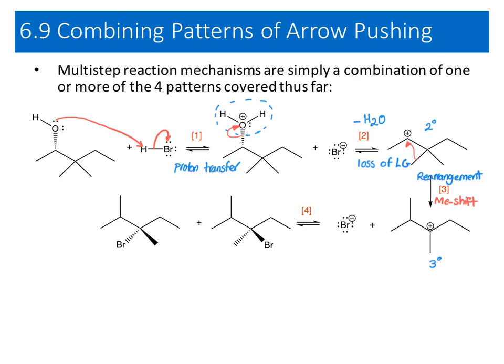Now, how about the last step? Compare the starting material with the products. I have a carbocation, which can act as an electrophile for me. And I have bromide, which is a nucleophile. So it is a nucleophilic attack. The nucleophile attacks the electrophile to form the products.